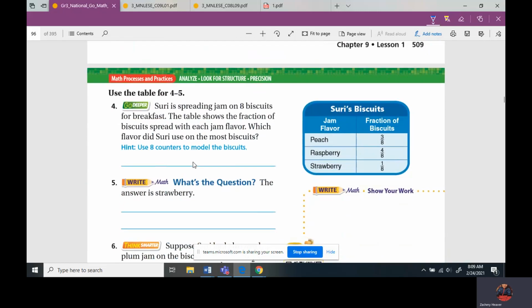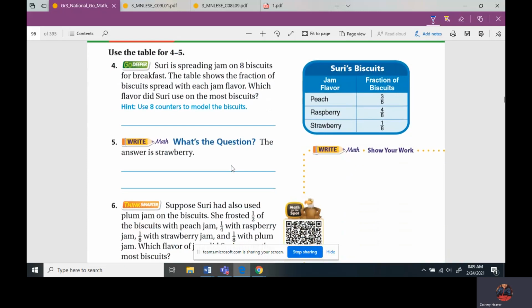All right, sorry about that. So the next one. Shiri is spreading jam on 8 biscuits for breakfast. The table shows the fractions of biscuits spread on each jam flavor. Which flavor did Shiri use on most biscuits?